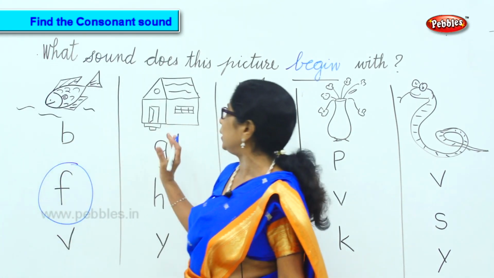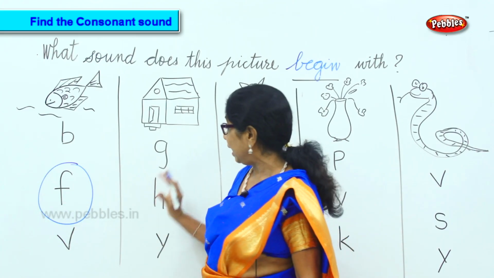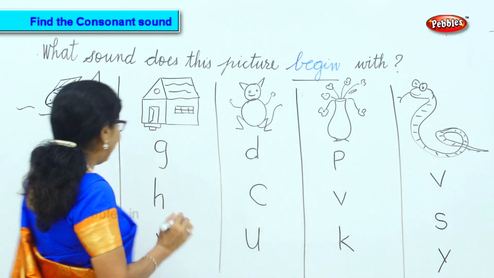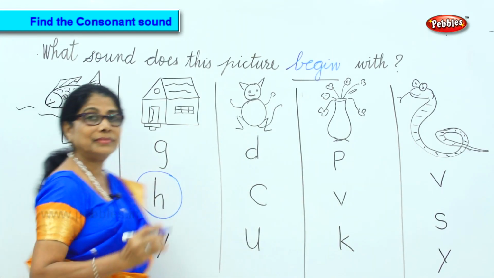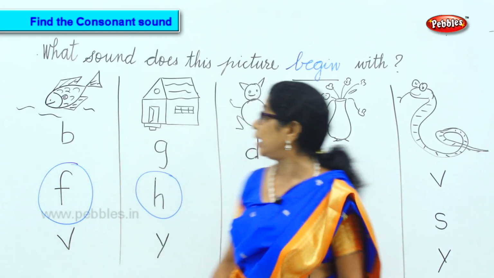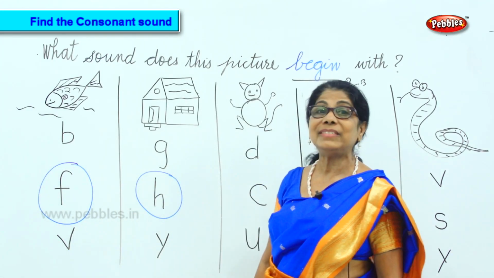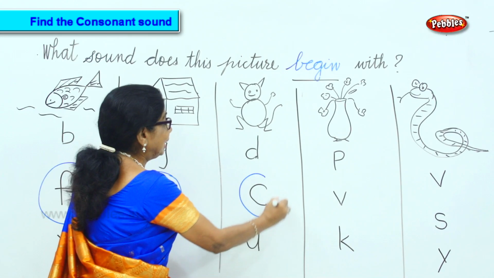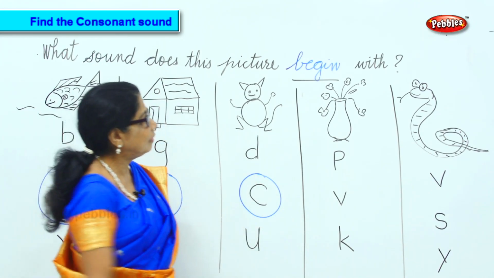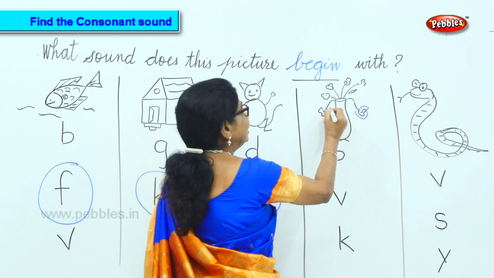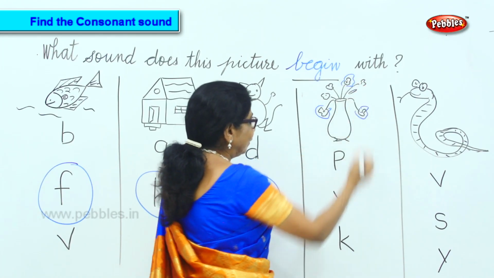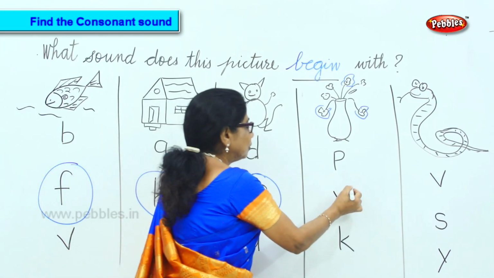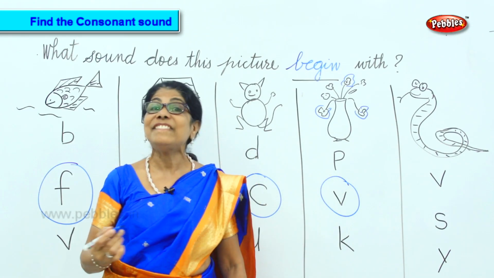Okay. The next picture we have is house and we have G, H and Y. House begins with H. So we have circled. And the third picture we have is a cat. So we have D, we have C and U. So cat begins with C. We have nice flowers here and we have letters P, V and K. So vase, flowers is V.